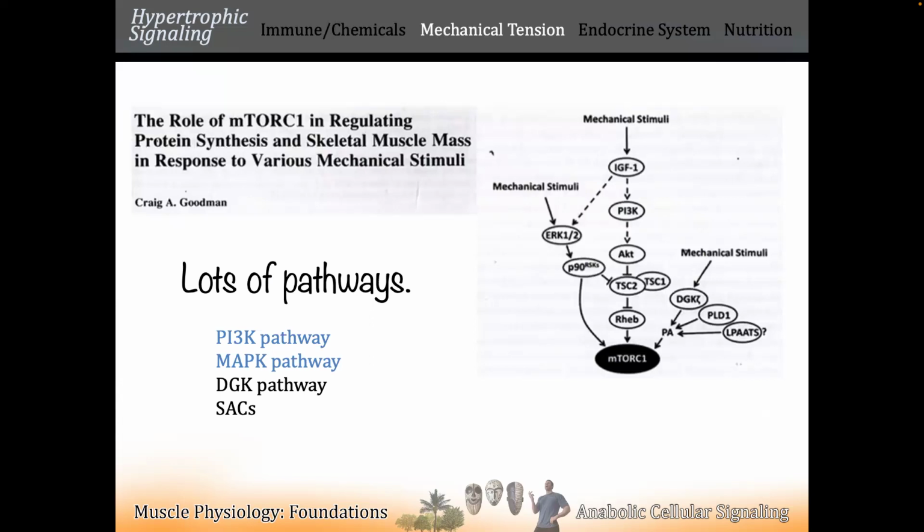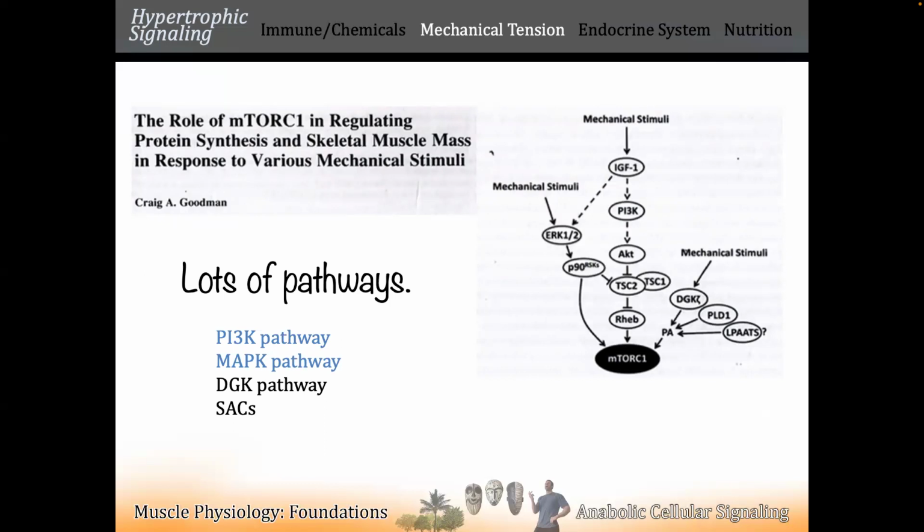More PI3K than MAPK though, just because in the diagram you see both PI3K and MAPK signal doesn't mean they're signaled evenly. It tends to be more, in lots of these, especially like IGF, it's more PI3K. But there's another pathway on the diagram here that you see turning on mTOR through mechanical loading, and that's DGK, diacylglycerol kinase. Sometimes you'll see it as DAGK, but DGK is another way to activate mTOR, and it doesn't go through PI3K or MAPK.